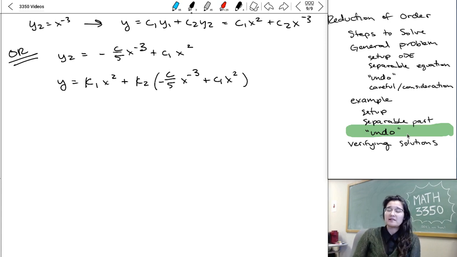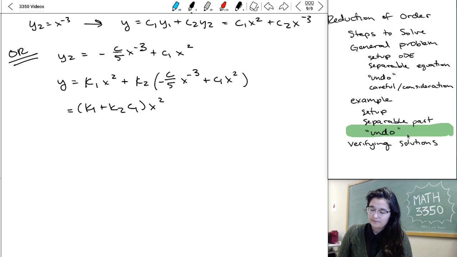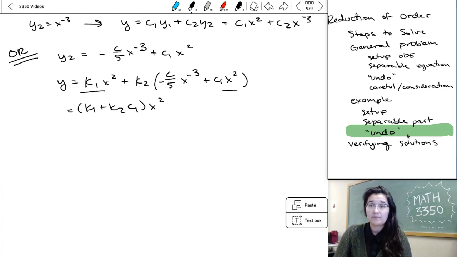But if this is the general solution you have, then you have to make the simplifying step here where you turn it into only one constant. And the way you do that is just going to be by grouping like terms. So I've got k1 plus k2 c1 x squared. There's my x squared term.